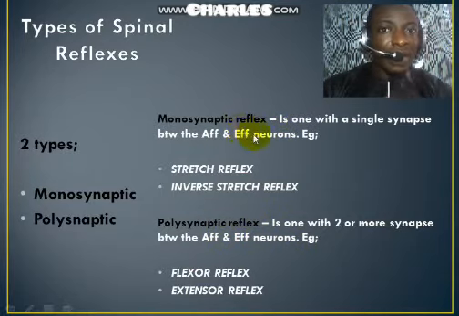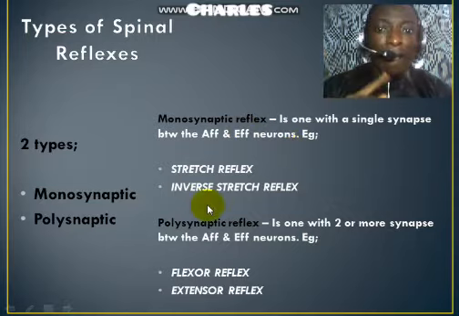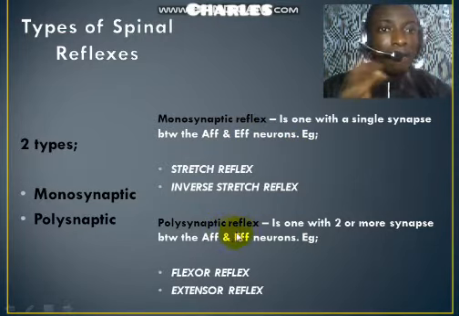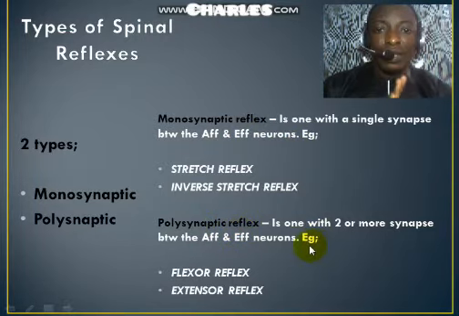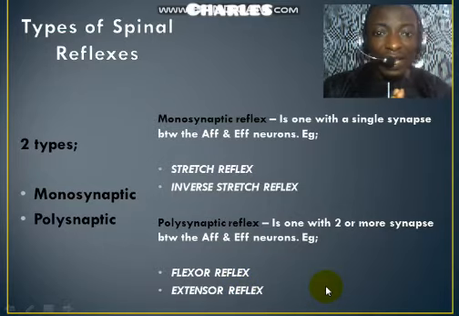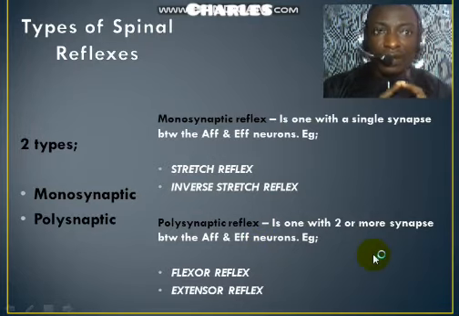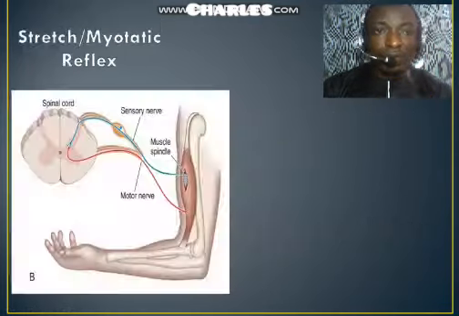Remember that names have meaning. Mono simply means single, one. Poly means two or more. Examples of polysynaptic reflex are the flexor reflex and extensor reflex. They are together or collectively known as the withdrawal reflex. We shall look at all of these reflexes in this discussion or class.